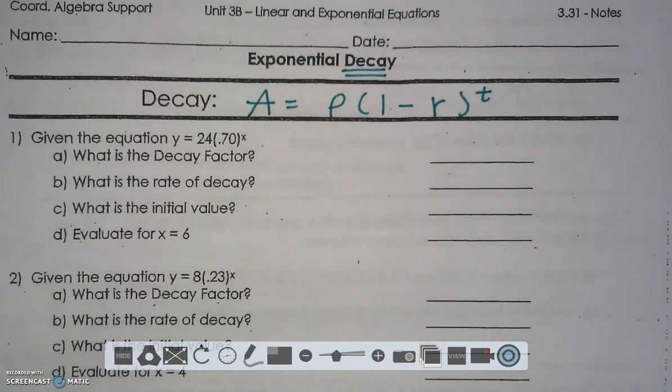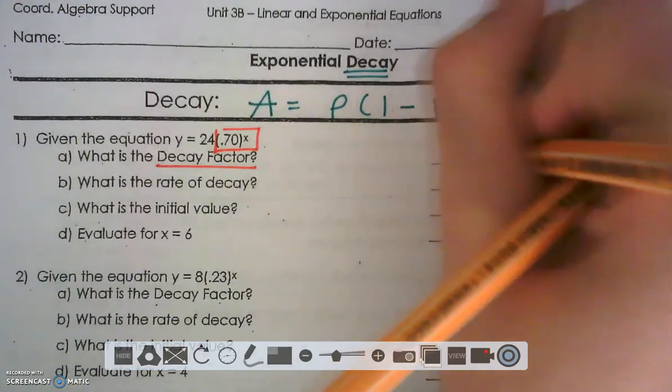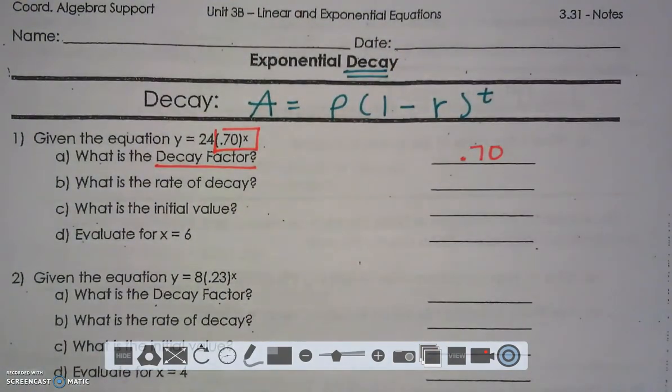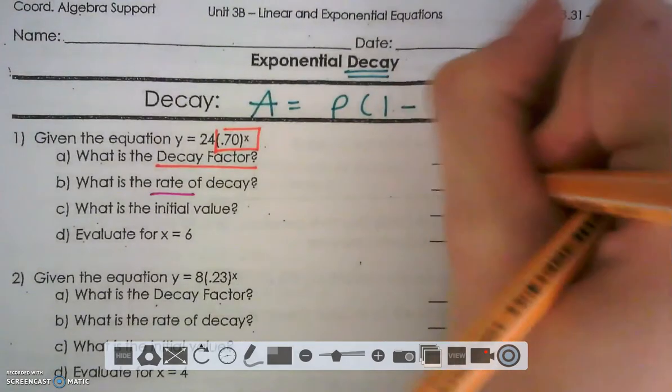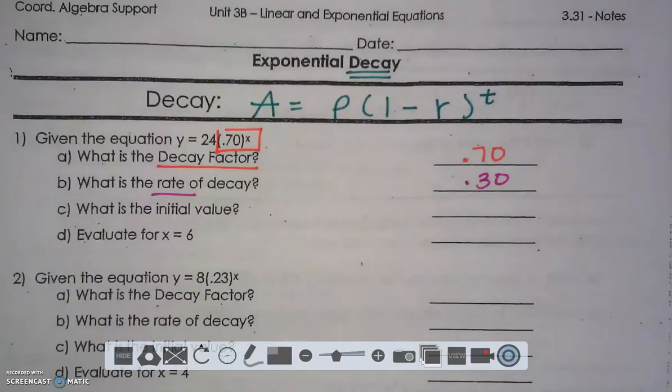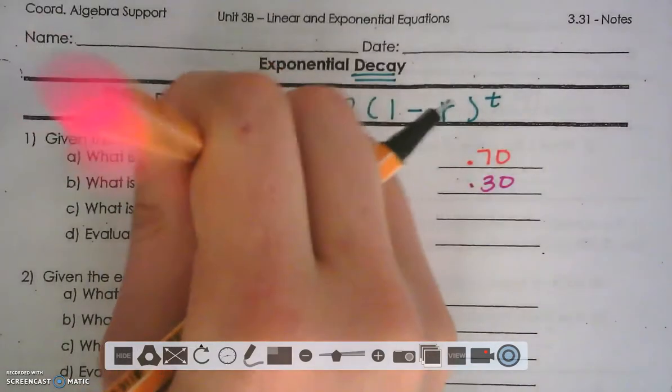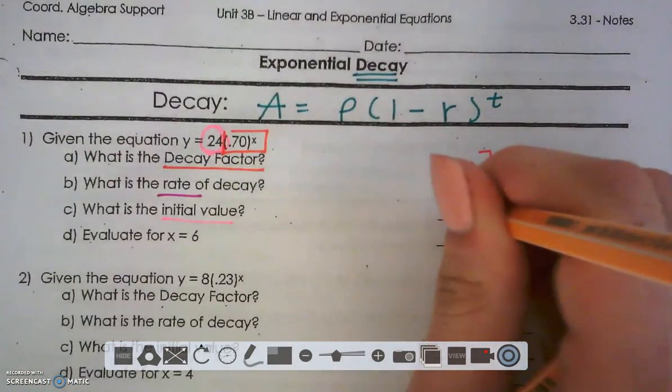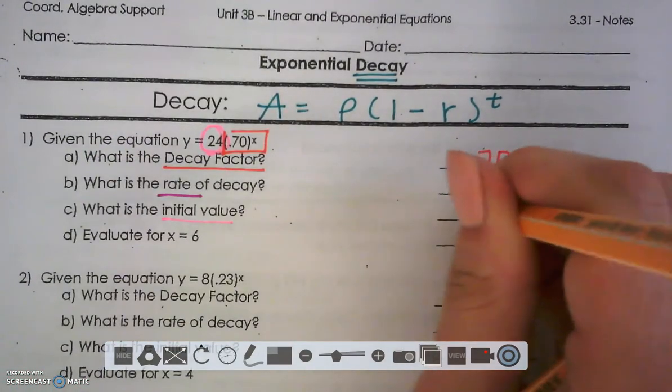All right, so here, these examples are a little bit different. They want the decay factor. They want what you see here as the base of your function. Remember, the rate of your decay is how far under are we going? And you should put 0.30. That adds up to 100%, so I know I'm 30% away from 100. Remember that your initial value is the number out front. It's in your principal spot, that letter P.